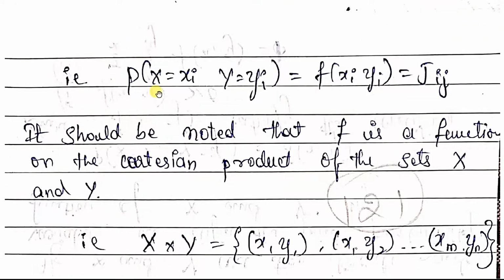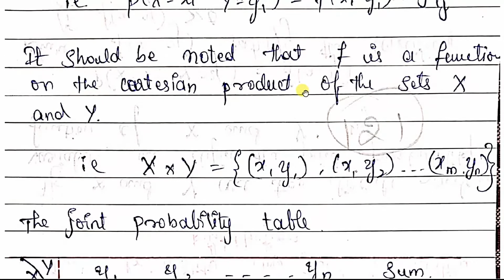In the similar way, P of X equal to xi, Y equal to yj, in general, f of xi comma yj can be written as Jij. I will tell you in detail in future where it is identified. Okay. It should be noted that f is a function on the Cartesian product of the sets x and y, that is x cross y is equal to x1 y1, x2 y2, x3 y3, and so on up to xm yn.